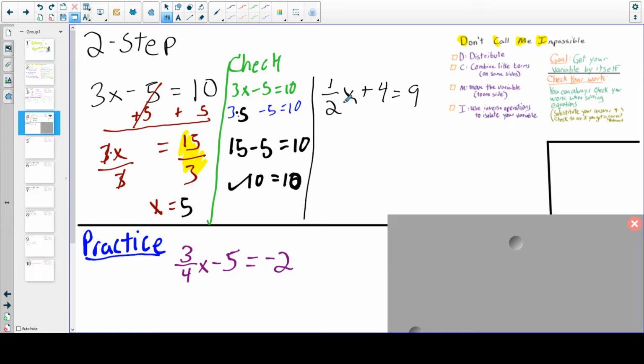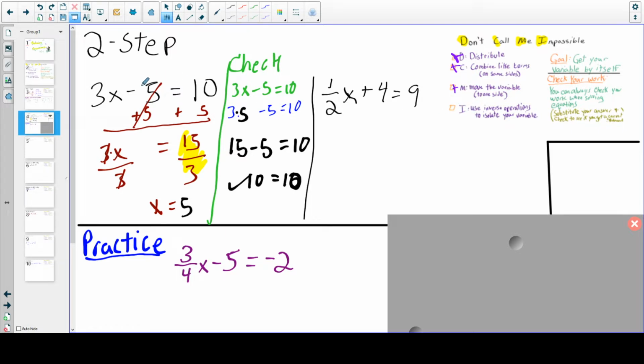I want to get x by itself, so I'm going to use DCMI. Can I distribute here? No. Can I combine like terms? No, there's nothing to combine. Can I move the variable to one side? Well, it's already on one side, so that means I must use inverse operations.